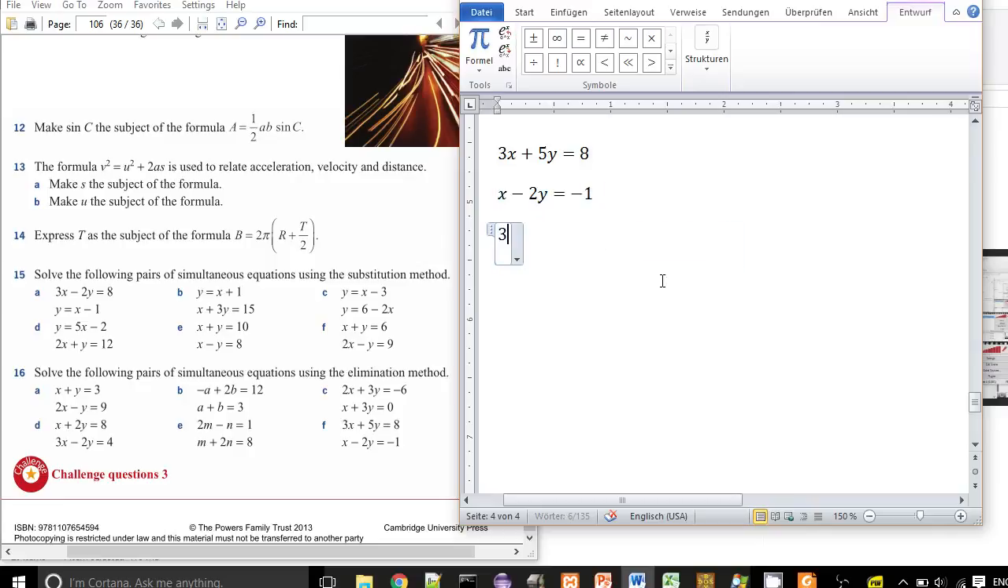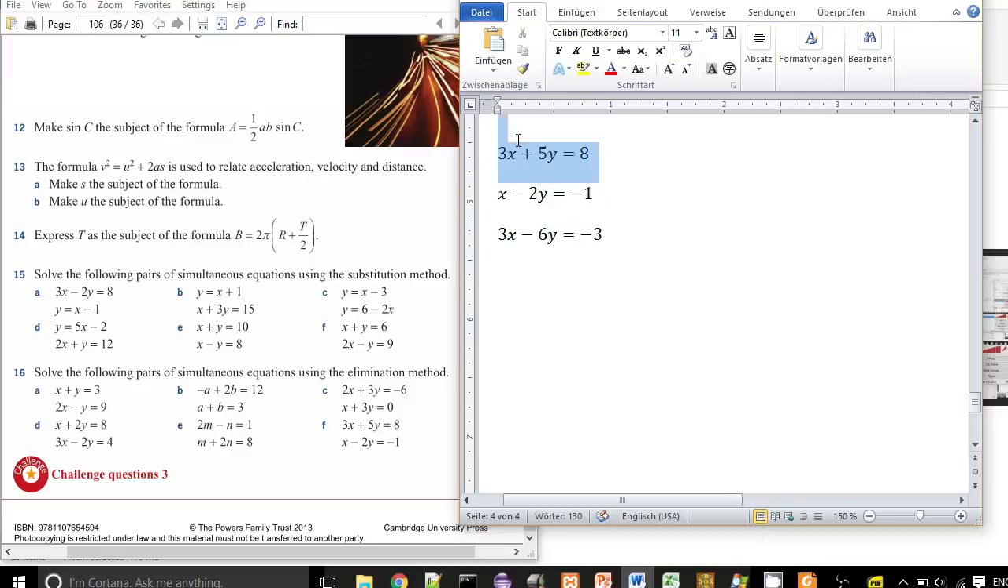So timesing it by 3, I get 3x. If I times this one by 3, I get 6y. Times that by 3, I get minus 3. In fact, I'll just copy that and bring it down here. It doesn't matter what order. They both got a 3x, but they're both plus, so I need to subtract.